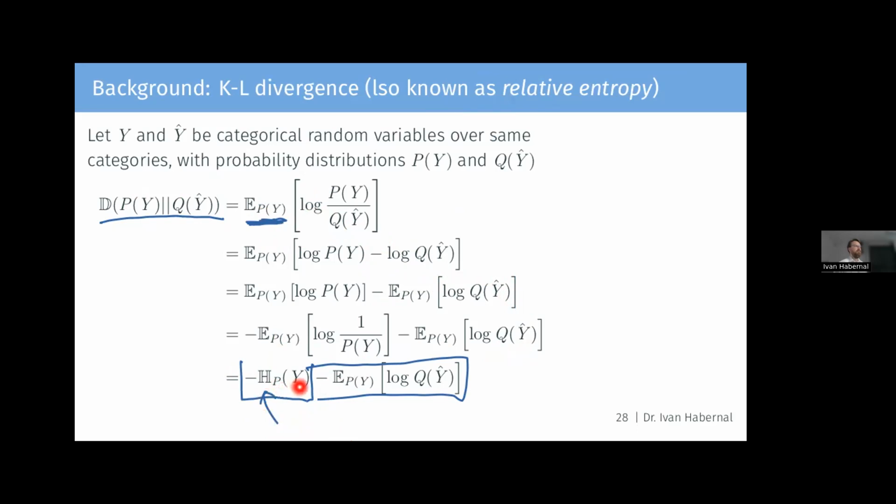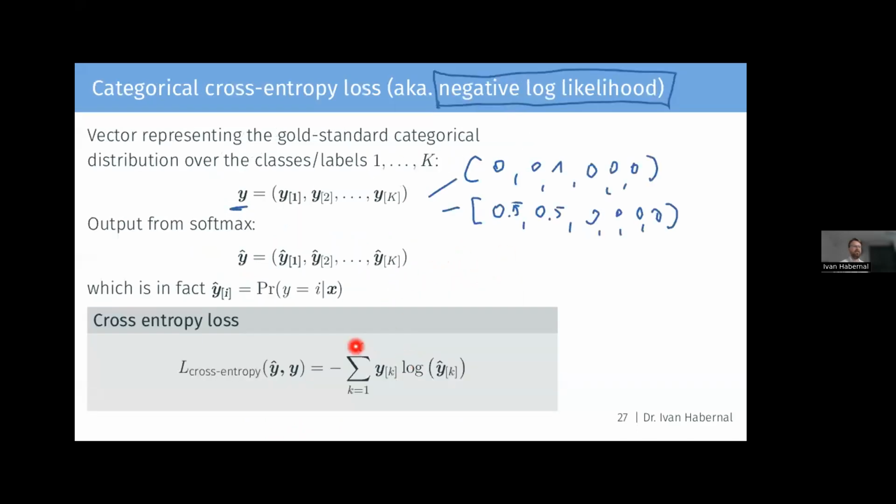So this is the entropy. You decompose this KL divergence into the entropy of y, and this is the expectation of the other thing. And if you do the math here and make the expectation explicit, you end up with this formula. This is exactly coming from there.